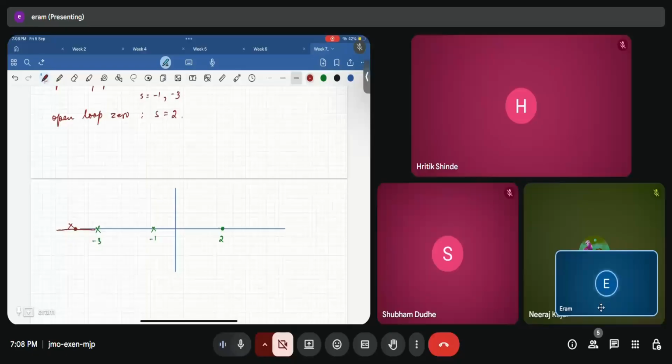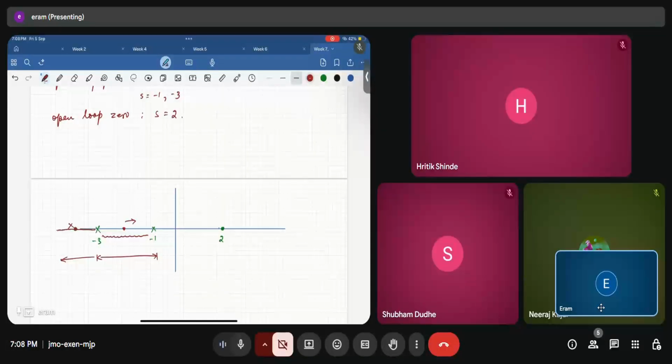So let's now check this section. We have checked this section. Now let's check this section, -1 to -3. Pick a point here and check on the right. We have an even number of poles and zeros, that is -1 and 2. So we have 2 open loop poles and zeros, which is even. So will this part be on the root locus or not?